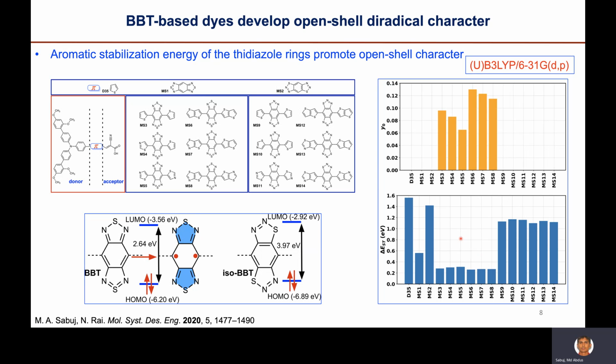The open shell dyes significantly reduce the singlet-triplet energy gaps. Materials with a small singlet-triplet gap are good candidates for the singlet fission process, which can increase the power conversion efficiency of solar cells from the theoretical Shockley-Queisser limit of 32% to 45%.